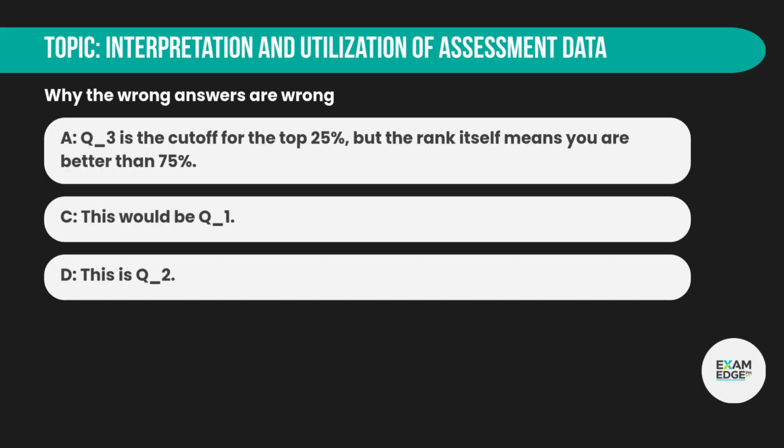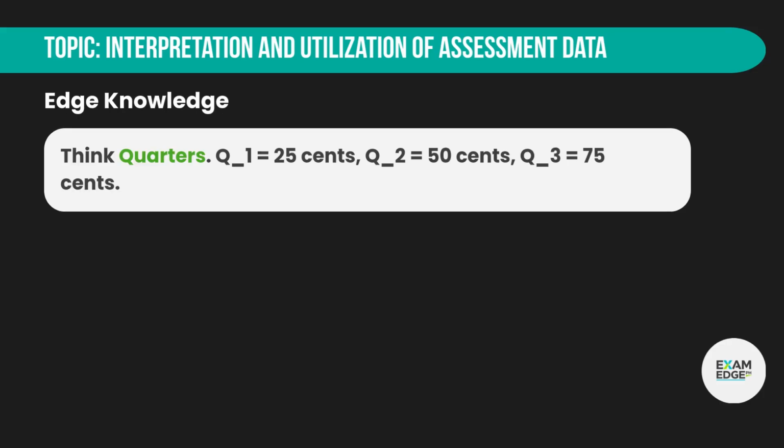Why the wrong answers are wrong. A, Q_3 is the cutoff for the top 25%, but the rank itself means you are better than 75%. C, this would be Q_1. D, this is Q_2. Edge knowledge. Think quarters. Q_1 equals 25 cents, Q_2 equals 50 cents, Q_3 equals 75 cents.